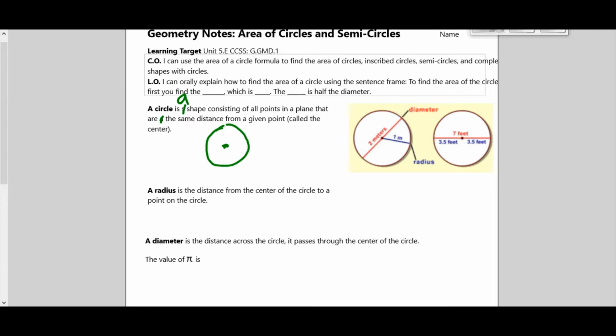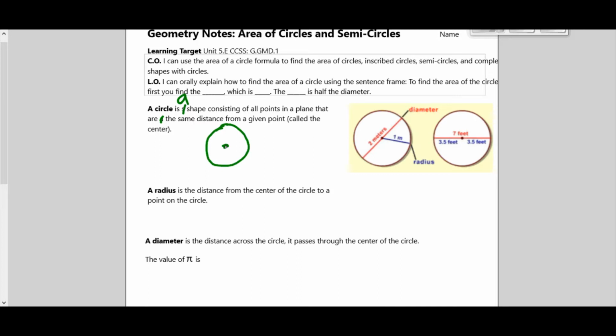Okay, so you have the center, I put it as the green dot. So all of the points around that center are the same distance from the center. So all the points on the green circle there are the same distance from the center of the circle.